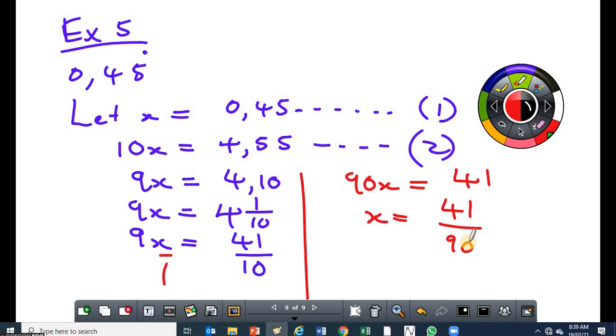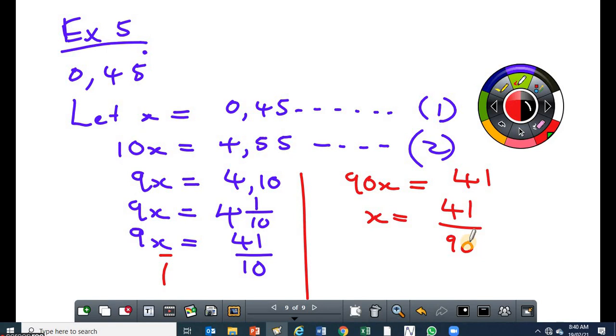Okay? Now, if you want, you can test whether the answer that I got there is correct by using your calculator. You can use the calculator to verify the answer. So in your calculator, just put 41 over 90, press equal, and see what your calculator gives you. It should give you 0.45 recurring.